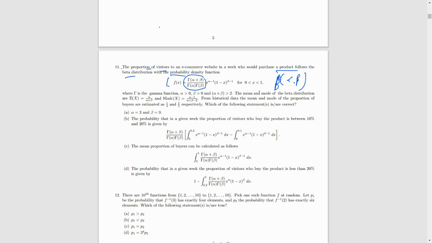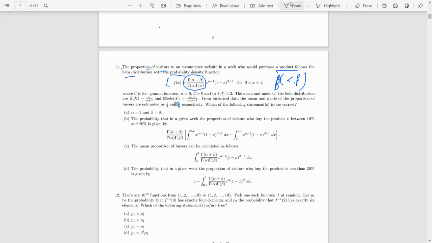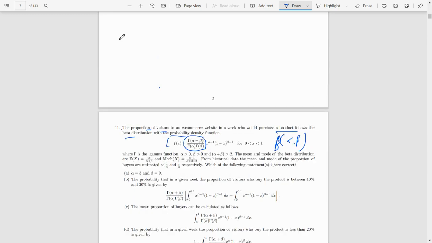Now the mean and mode of the beta distribution are given. From historical data, the mean and mode of the proportion of buyers are estimated as 1 by 4 and 1 by 5. So the mean is 1 by 4, and the mode is 1 by 5. The mean, alpha upon alpha plus beta, is given as 1 by 4, and the mode, alpha minus 1 upon alpha plus beta minus 2, is 1 by 5. Don't need to remember this formula. These two things are given.